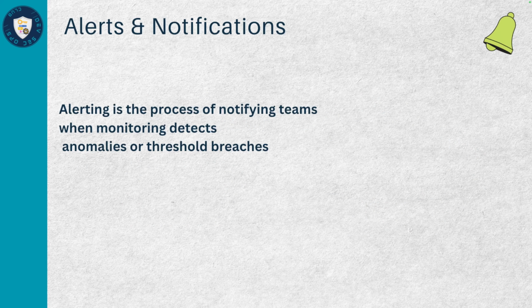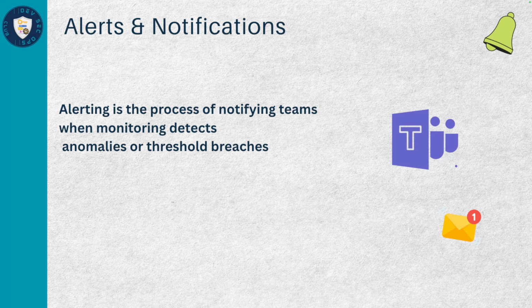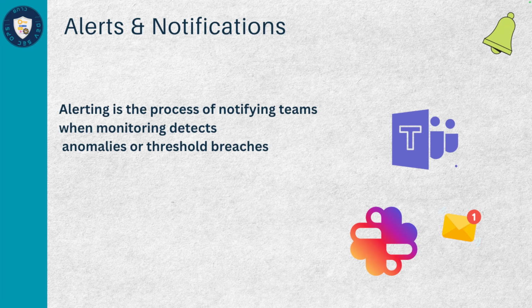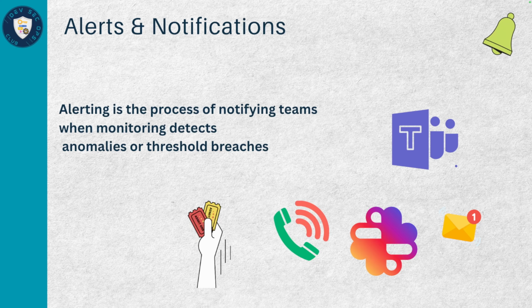So alerting is the process of notifying teams when monitoring detects anomalies and threshold breaches. This is about alerting, so you can notify the team via email, via Teams chat, or any Slack channels, or whatever communication channels you have. Even tools are available which automatically trigger a call to whoever is the responsible person or the on-call person during that period. Or you can simply send them a ticket to work on.